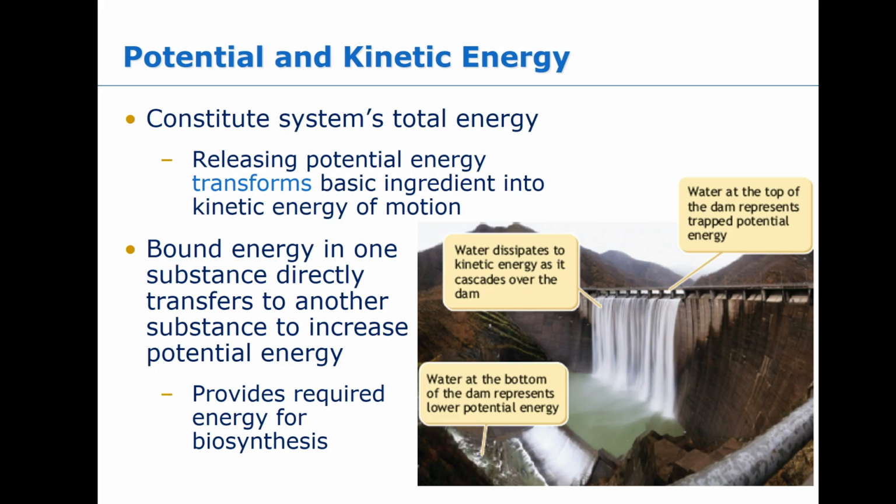So again, water at the top of the dam is the potential energy. It's not in motion yet, and once it begins to cascade over the side of the dam, then it becomes kinetic energy in process. So we've got this bound energy in one substance that directly transfers to another substance to increase its potential energy. And so this is an example of providing the required energy for biosynthesis.